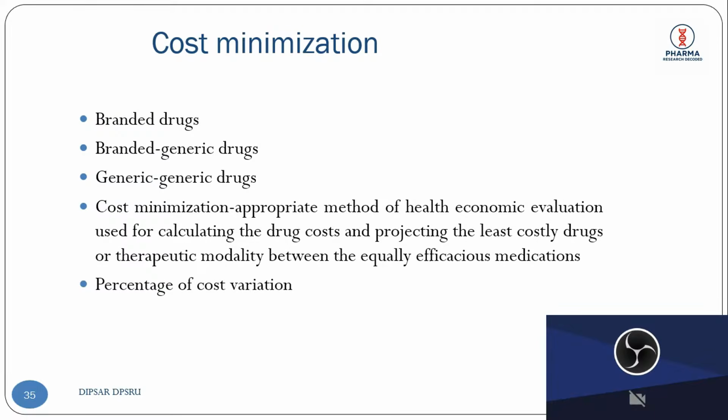So cost minimization we have already discussed. There are three types of medicines in the market: branded-branded, branded-generic, and generic-generic. Cost minimization studies are helpful. There is one criterion, or assumption, that should be fulfilled, otherwise you can't go for cost minimization. If you are doing cost minimization studies, you have to consider that all these medicines are equally effective and equally safe.